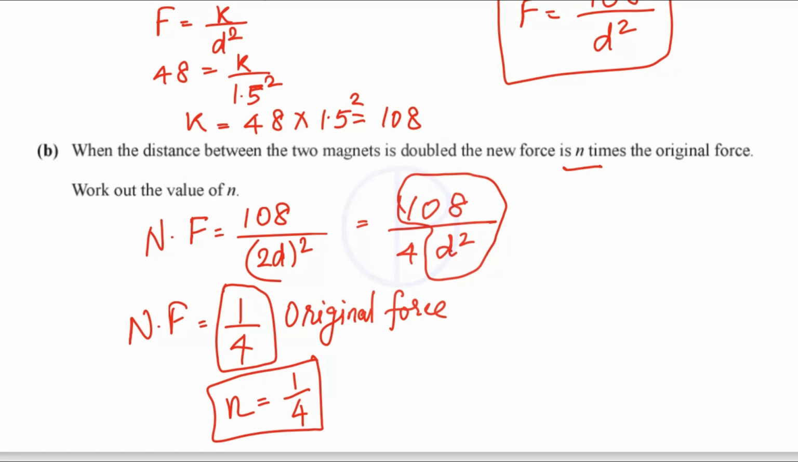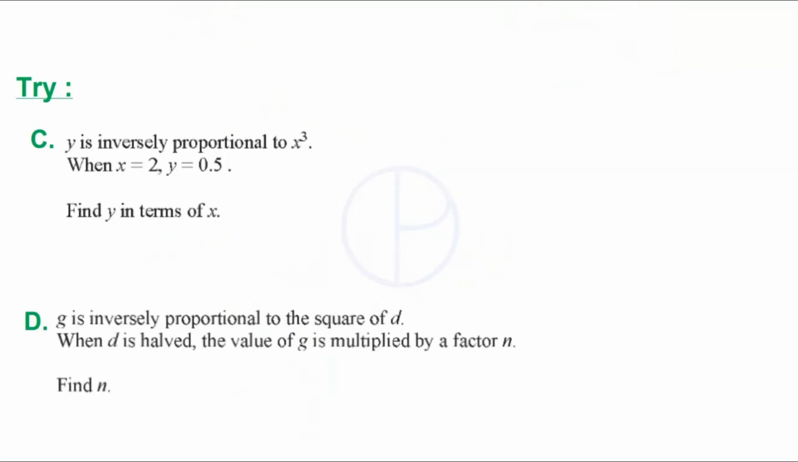Now try this question, part C. y is inversely proportional to x cube. So write y is proportional to 1 over x cube. Then y is equal to k divided by x cube. Substitute the value of x and y to get the value of the constant k, and substitute the value of k in the equation, so you will get y in terms of x. Share your answer in the comment section.